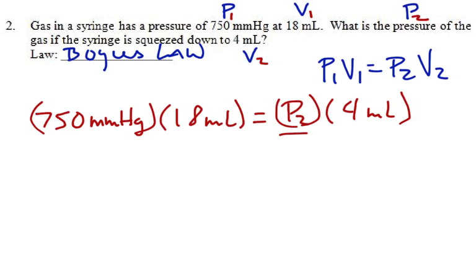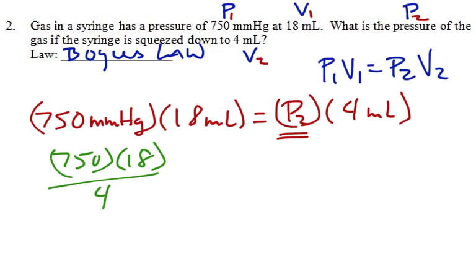Okay, so now I just need to solve for my P2, so the answer here is going to be 750 times 18 divided by 4, and I can see my units are canceling out nicely. My answer is going to be millimeters of mercury. So I'm going to take a moment and solve this problem. And coming back, I'm getting an answer here of 3,375. And my units are millimeters of mercury.